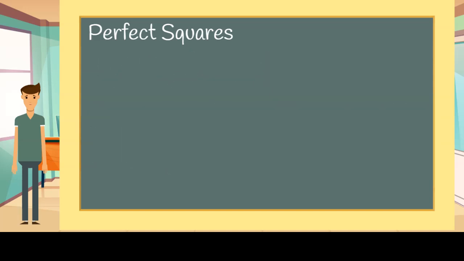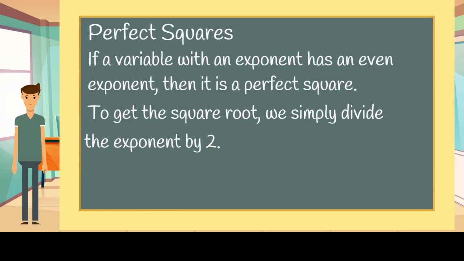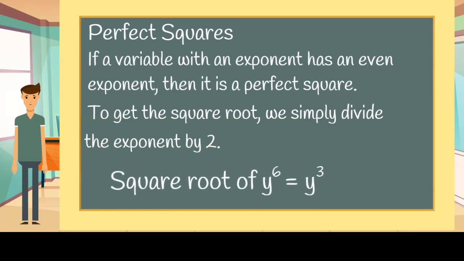If a variable with an exponent has an even exponent, then it is a perfect square. To get the square root, we simply divide the exponent by 2. For example, y raised to 6 is a perfect square, its square root is y cubed.